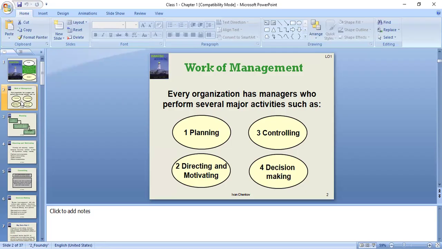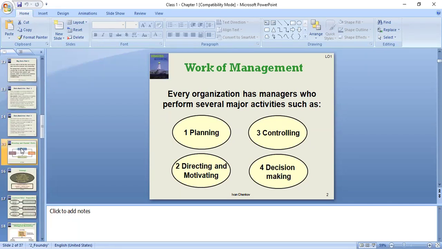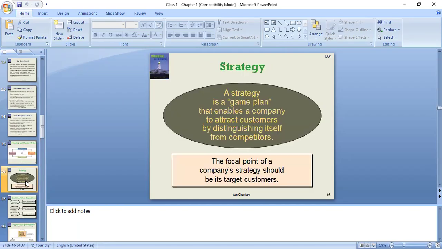Not just because you want to control something. And then you're going to start making decisions. But for everything to achieve your goal, all the planning, all the directing, motivating, all the controlling, in order for that to be successful and to give you a chance to achieve your goal, you have to have a strategy.